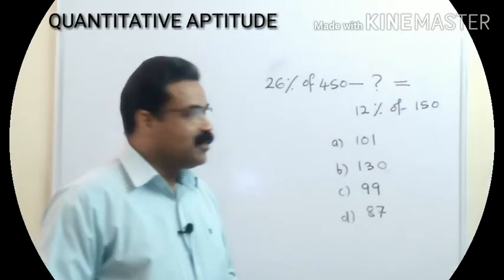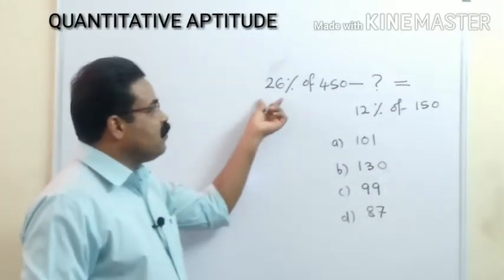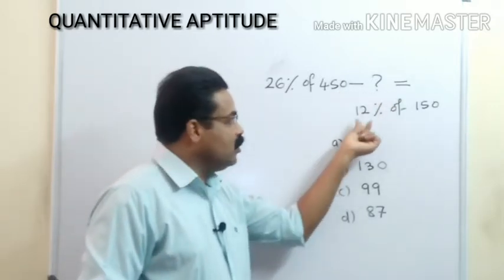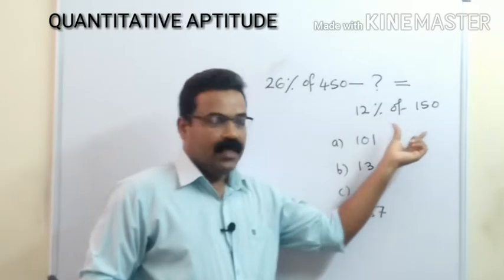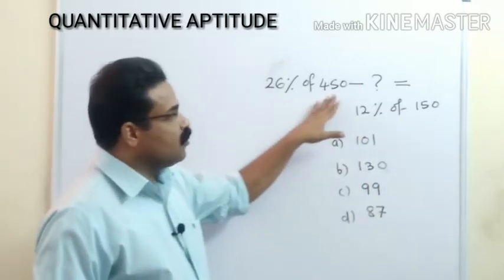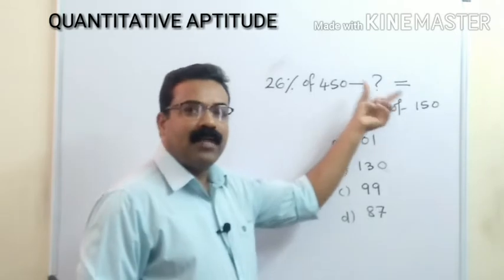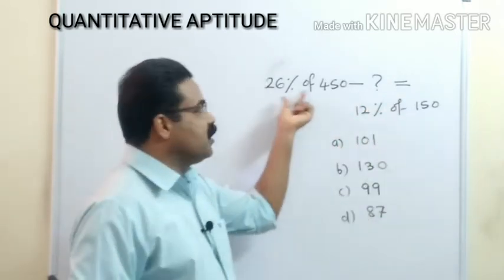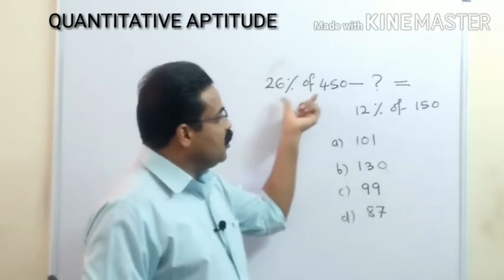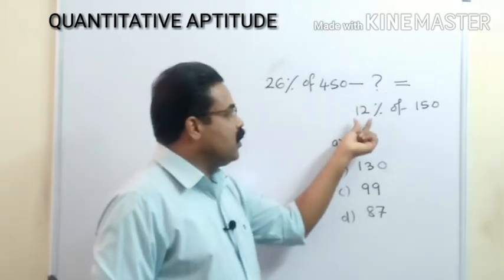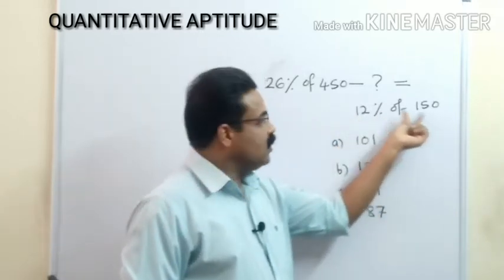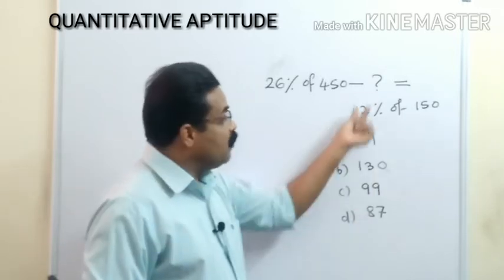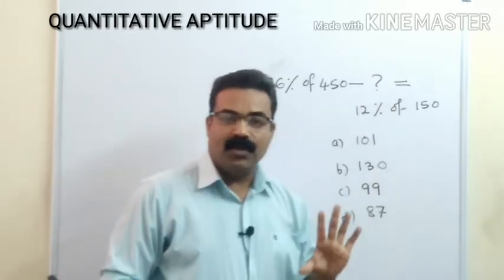So here is your next question. Okay, 26% of 450 minus question mark is equal to 12% of 150. So 26% of 450 minus some number will give you 12% of 150. We should know what is 26% of 450. From that number, you are subtracting a number so that you will get 12% of 150. So what is the option A, B, C, D? Out of this, what will come in place of this question mark? This is what we need to find out, students.